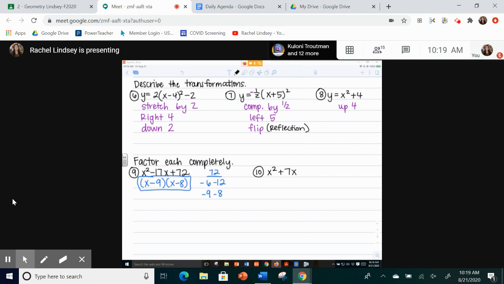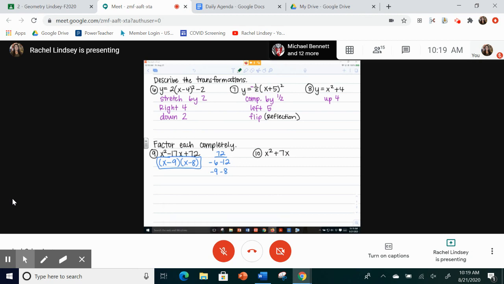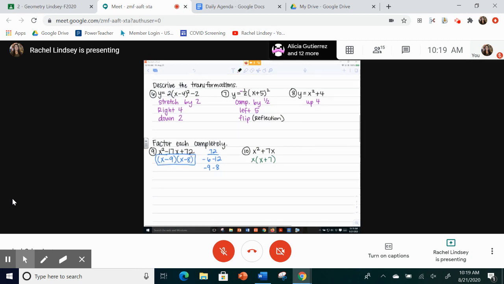Okay, so looking at that number 10, what can I factor out of that? An x. You're left with x plus 7. Can you factor anything else out? No, that's it. That's all you have to do. Greatest common factor for that one. No.